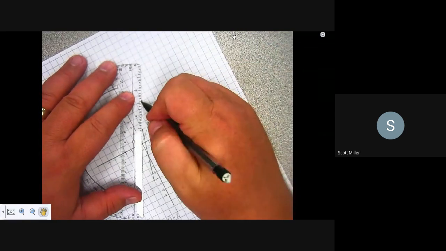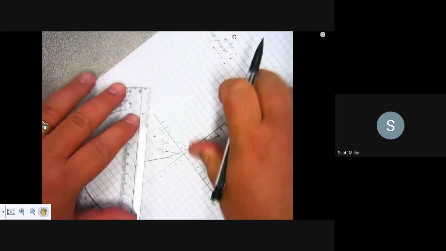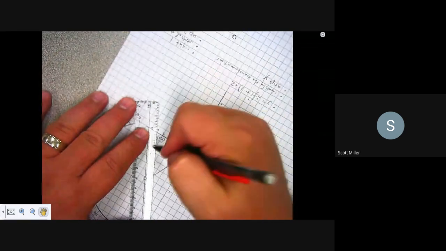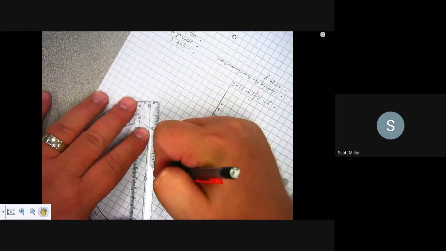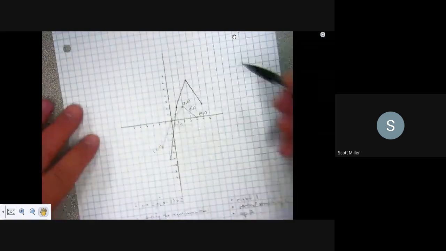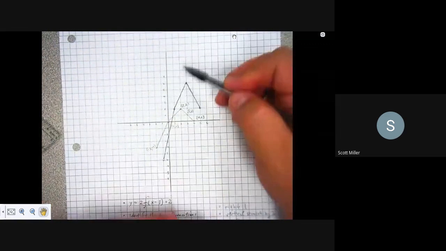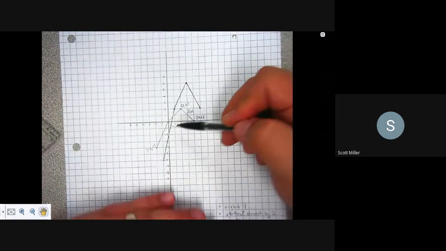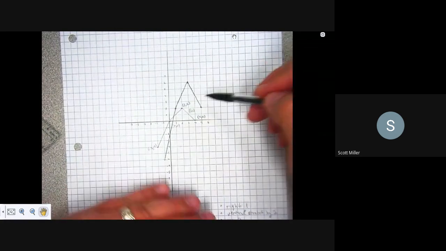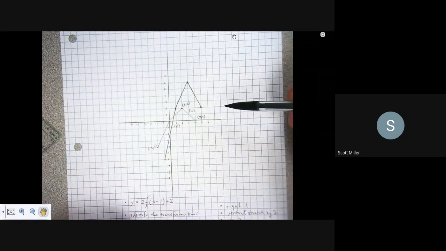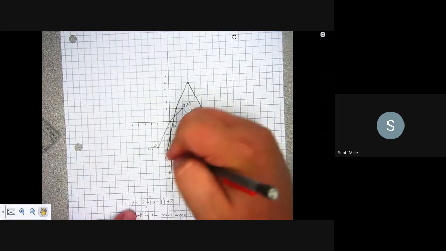And what you're going to see when I get done is I'm going to see this same kind of shape, but stretched and shifted over. So it's a little bit taller and skinnier, and it's shifted over 1 unit. And then you can mark the new points on this graph right here.